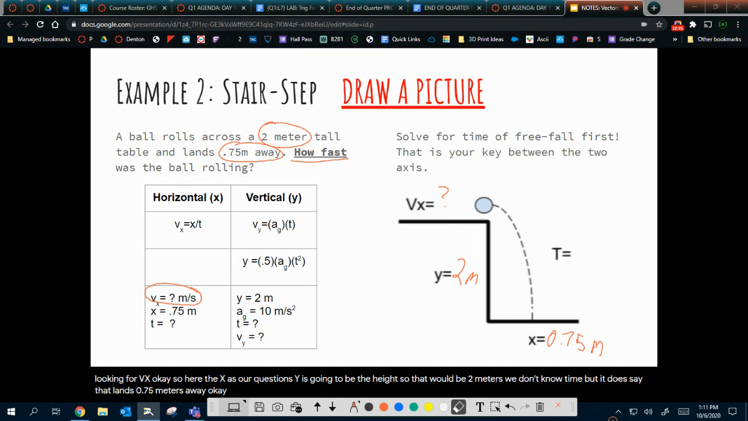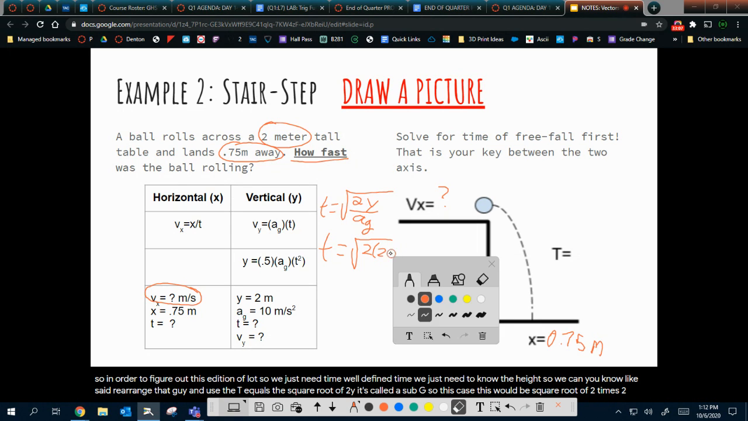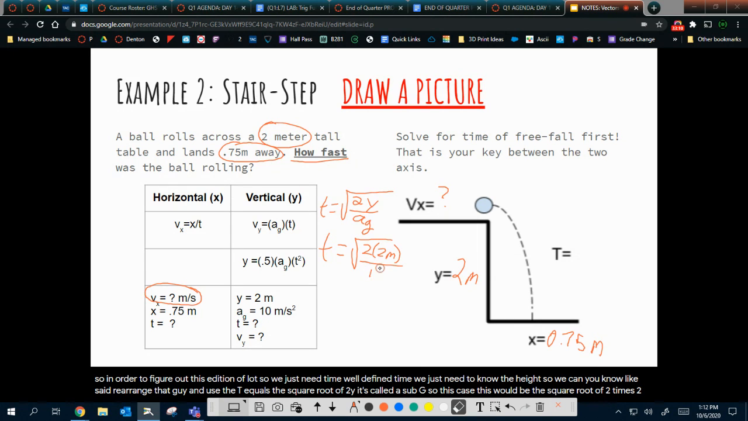In order to find Vx, it's simply distance divided by time. We have the horizontal distance right here. So in order to figure out its initial velocity, we just need time. Well, to find time, we just need to know the height. So we can, like I said, rearrange that guy and use t equals the square root of 2y over g. So in this case, this would be the square root of 2 times 2 meters over 10 meters per second squared.